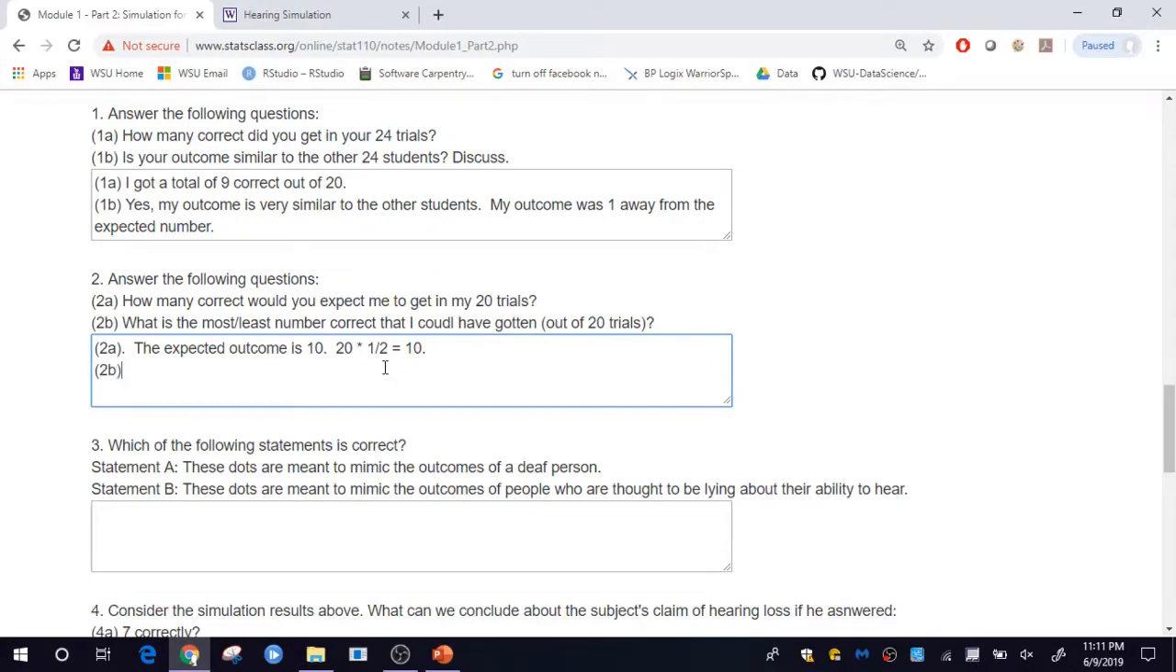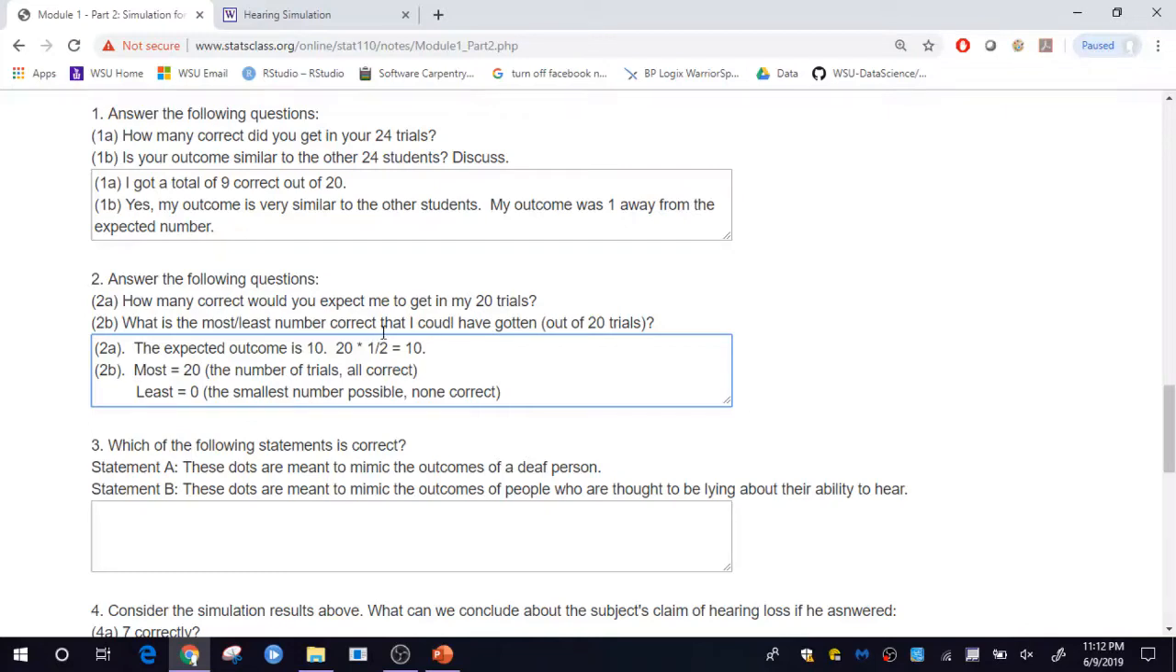How about question 2B? What is the most number of correct that I could have gotten? Well, the most is going to be 20, which again is just the number of trials. So I could have gotten them all right. And the least number of correct, as we stated a moment ago, is 0. This is the smallest number possible. So this is none correct, and the number of trials means they're all correct.